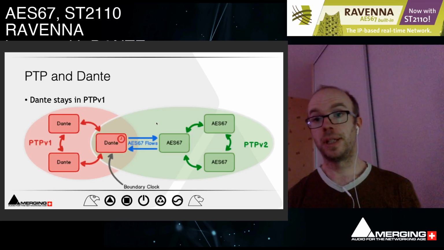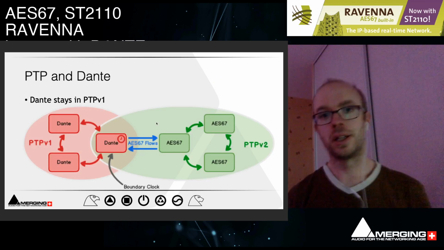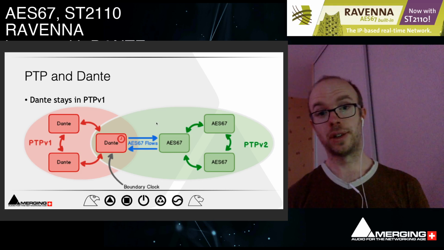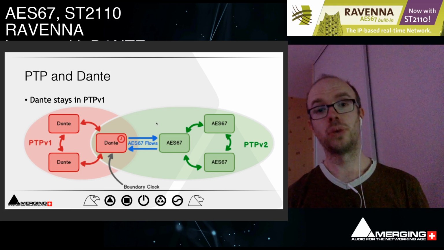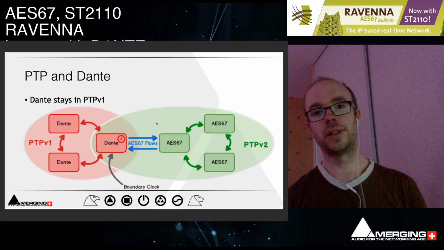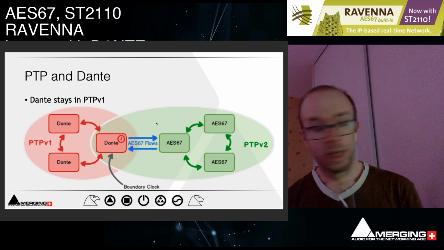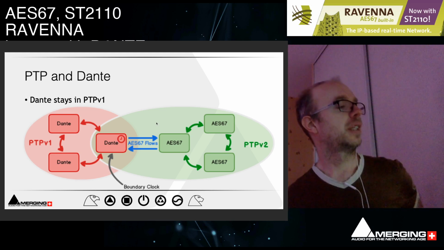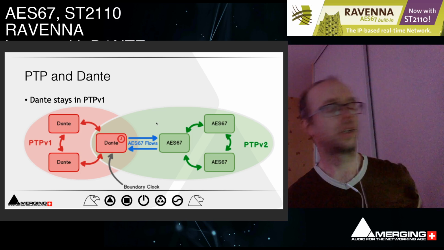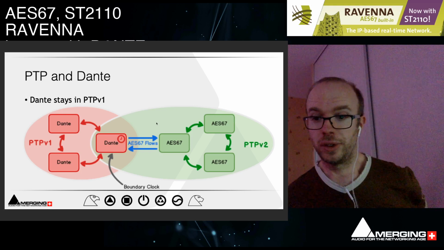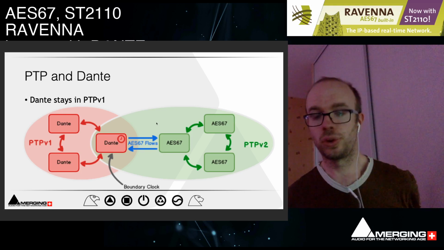Then PTP and Dante. So there's a problem with Dante, and the problem is that it's the leading standard. So we and every AES67 manufacturer have to cope with the different Dante protocol. Just so, the question from Tibor: is the sync latency independent of the source latency?